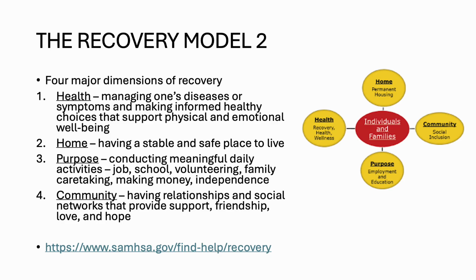The first one is health. So we want to make sure that you're managing your diseases or symptoms and making informed, healthy choices that support physical and emotional well-being. So we want to make sure your health is addressed. The next one is home, to have a stable and safe place to live. The next one is purpose, conducting meaningful daily activities, jobs, school, volunteering, family caretaking, making money, getting independence. Those things are really important to you. And then also community, having relationships and social networks that provide support, friendship, love, and hope. So SAMHSA believes that the recovery model has these 4 dimensions of recovery that need to be addressed.